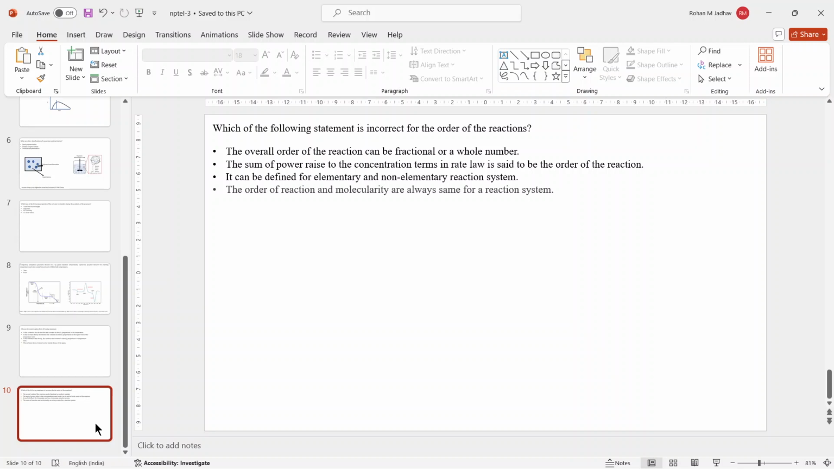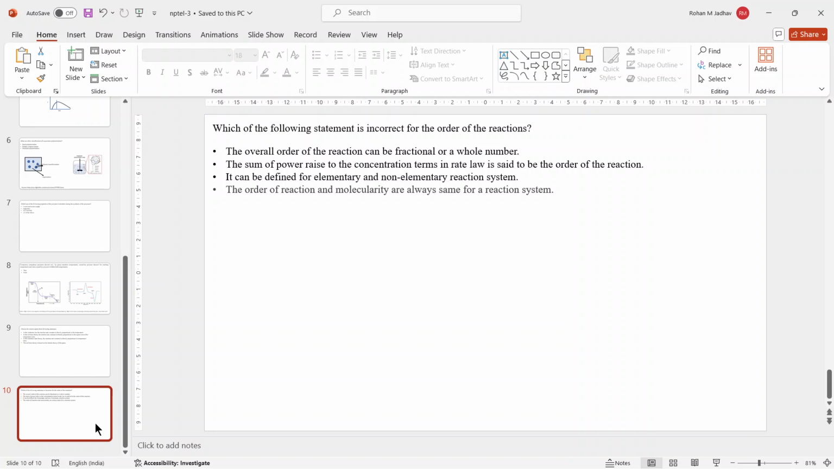So the overall order of the reaction can be a fraction or a whole number. So yes, that is true. It can be a whole number and sometimes it can be fractional, depending on how the reaction is proceeding and what the stoichiometry of the reaction is defined. The sum of the power raised to the concentration terms in rate law is said to be the order of reaction. That is true. So these two statements are true and are not incorrect.